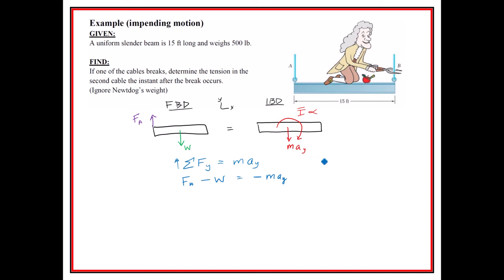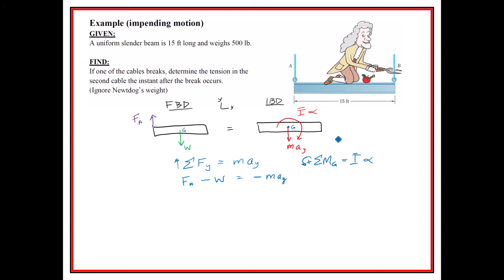And then we could also say that the sum of the moments, and now it might be better for us if we took it about the center right here, okay? So we're going to take it about the center because that's a good spot to start with. And we'll say that the sum of the moments about G, that's what G is right there, is going to be equal to I alpha, right? Or we could say I_G alpha if we want to. A lot of times that's what we'll do.